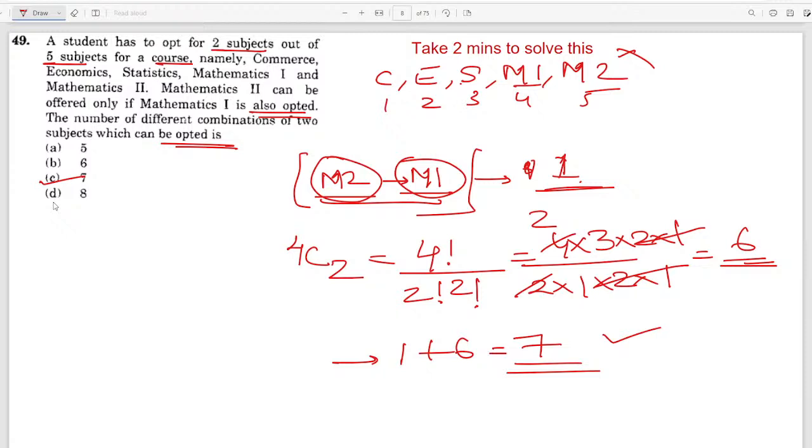I hope this is clear. Do not multiply this 1 into 6, because the M2 and M1 combination is one combination. And then there are 6 different combinations.